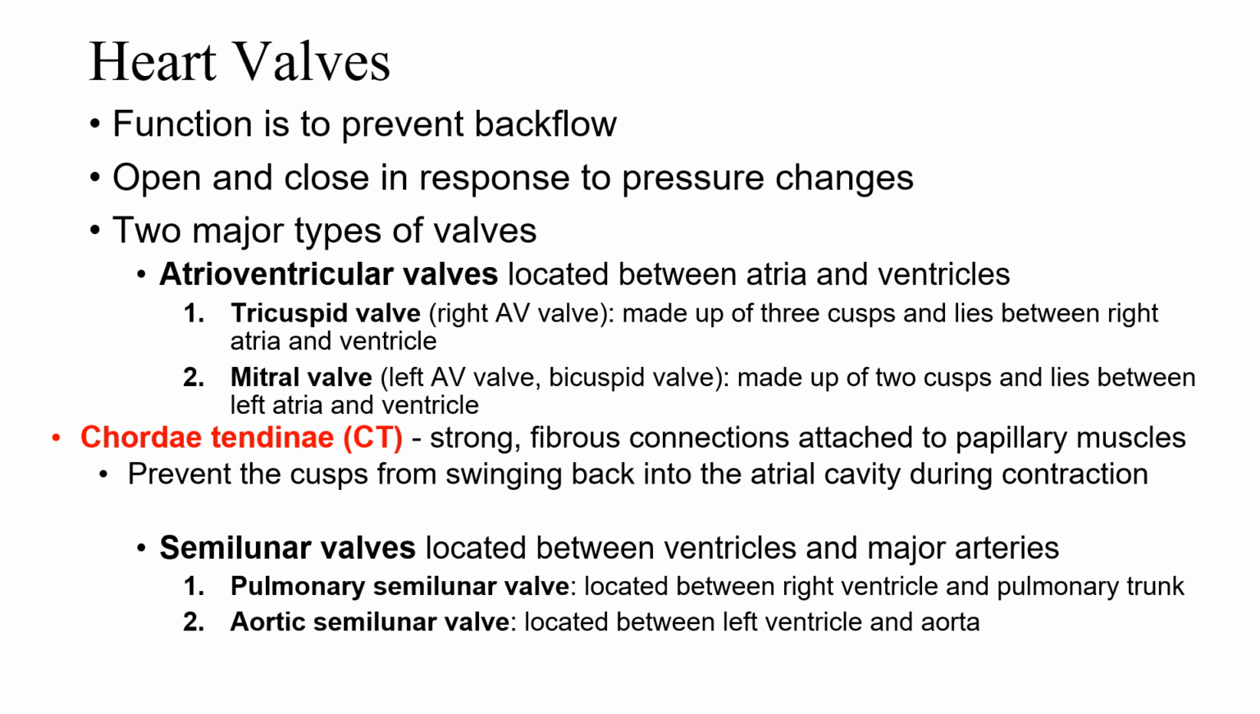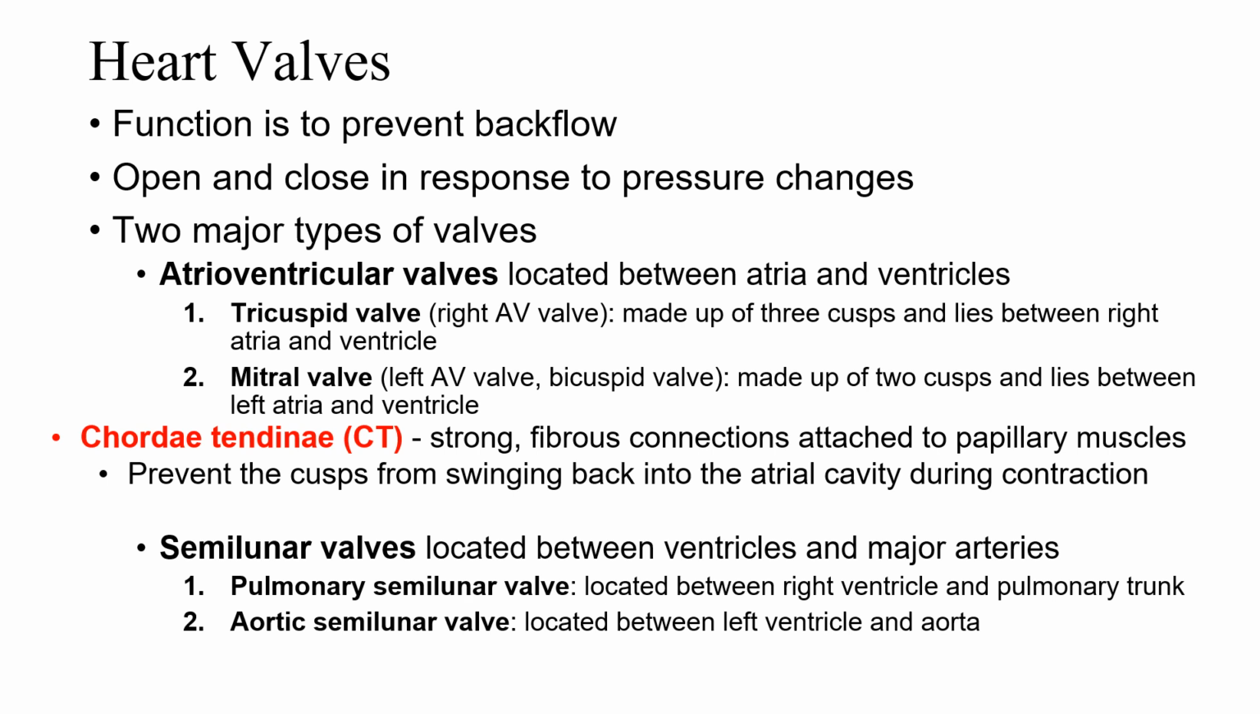So the tricuspid lies between the right atrium and ventricle, so on the right side. The bicuspid lies between the left atrium and ventricle, so on that left side. These are helped along by the chordae tendineae. These are connections attached to these small papillary muscles, and basically they're going to prevent cusps from turning back into the wrong side during contraction, the wrong side being that atrial cavity. And really this just goes back to this idea of trying to prevent as much backflow as possible, just to prevent from double pumping the same blood.